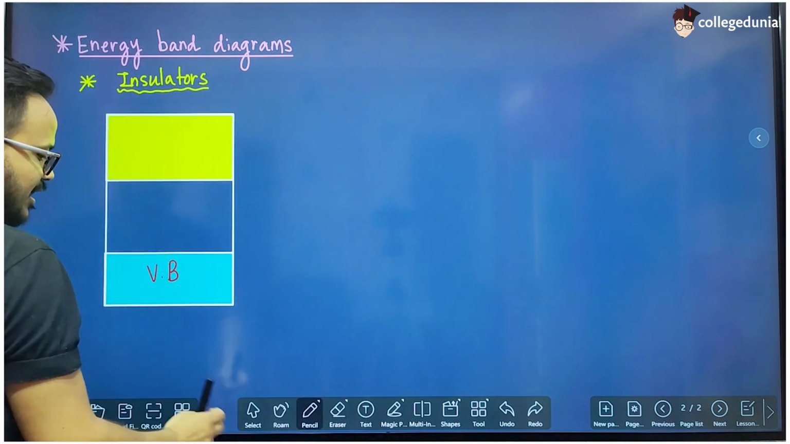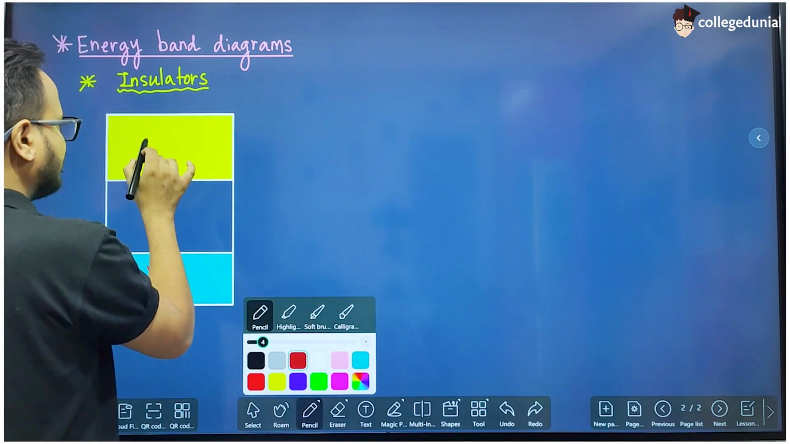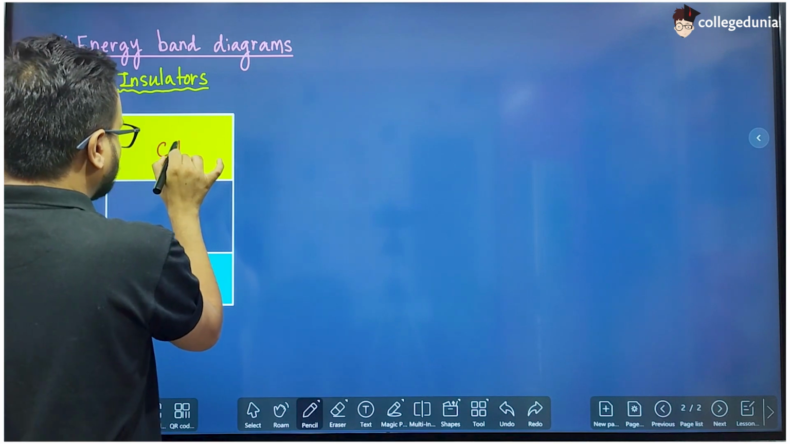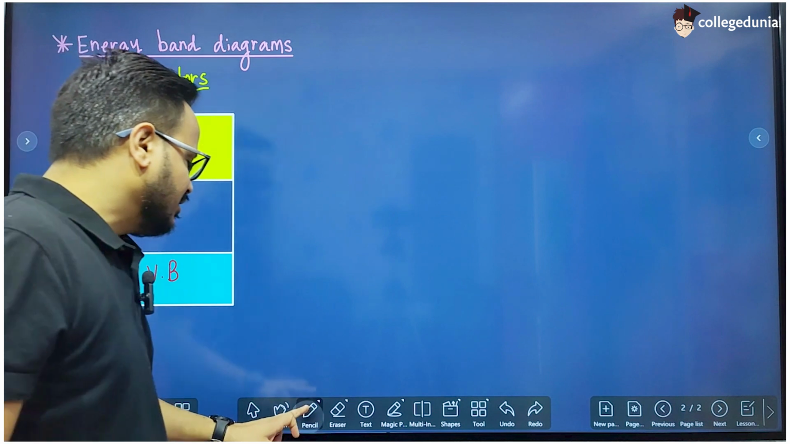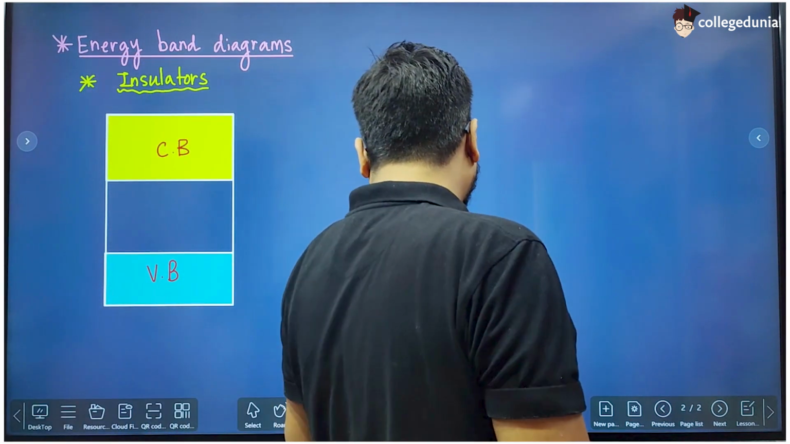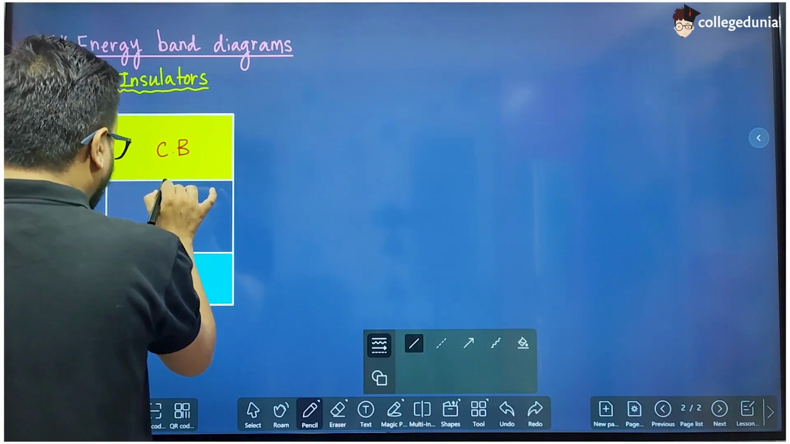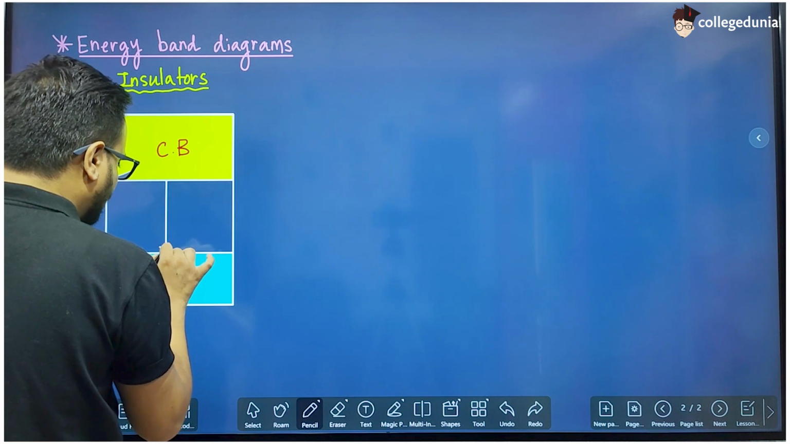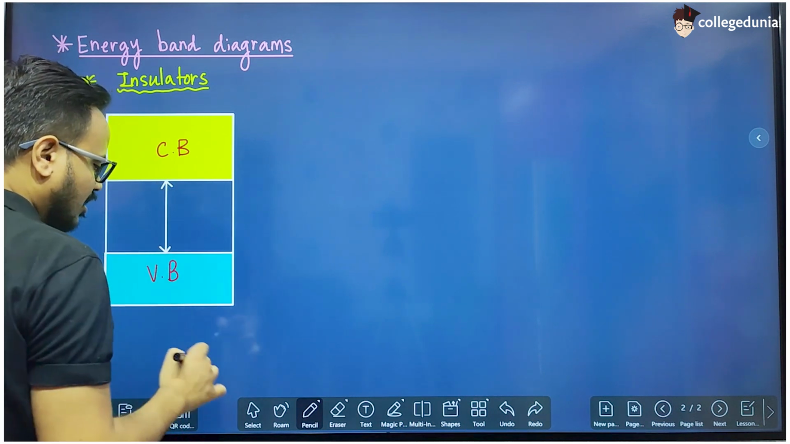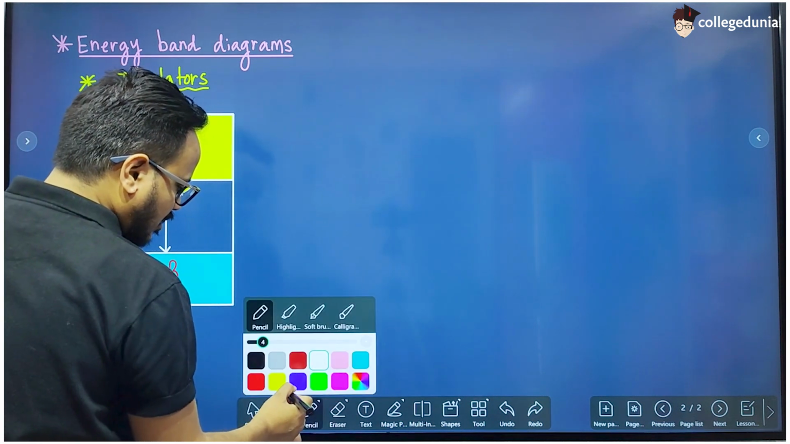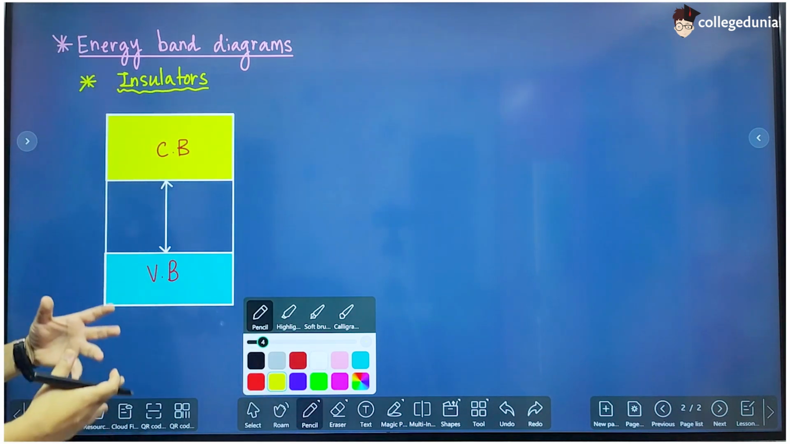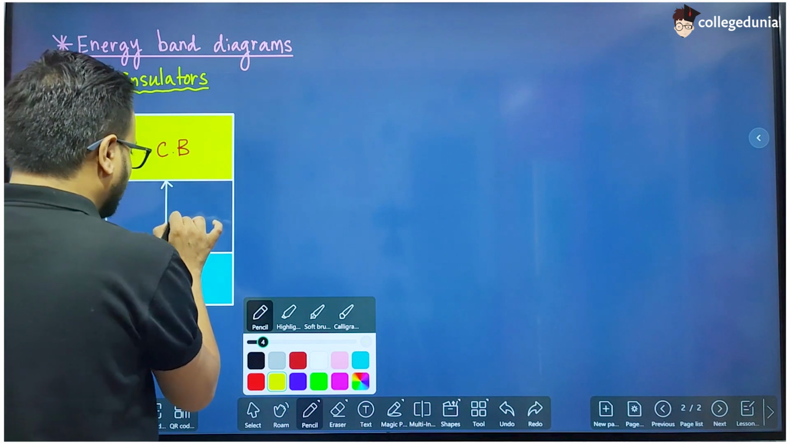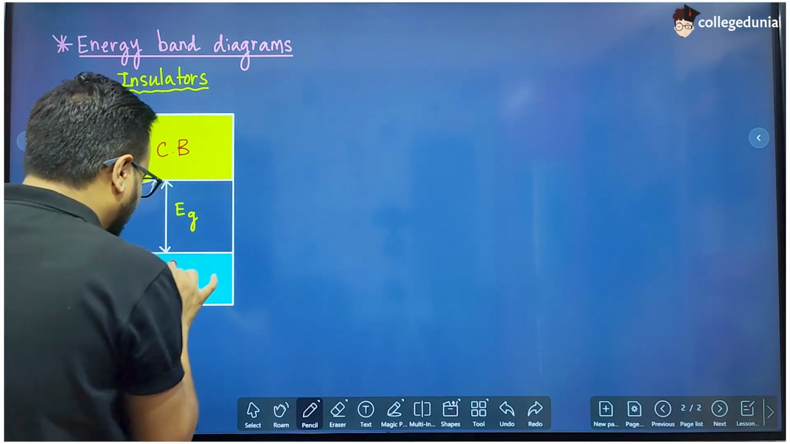This is the conduction band, CB, in which the energies of electrons should lie so that they can conduct. In the case of an insulator, there is a huge energy gap between these two, but we can obviously overcome this energy gap. It is huge, but not infinite. The energy gap is represented by EG.